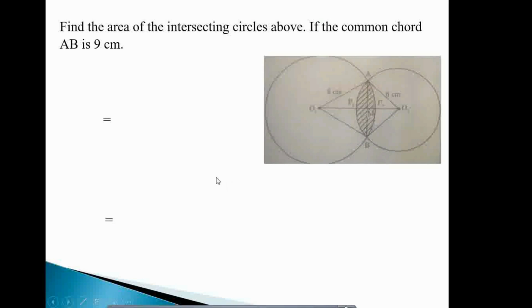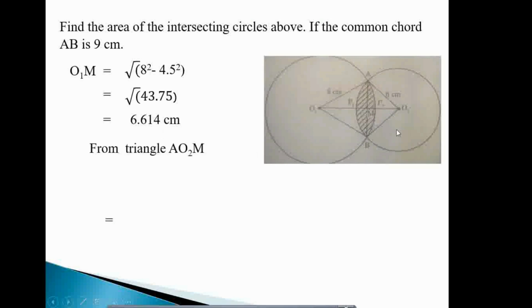Now if I want to find the area of the intersecting circle, I'll start by getting not the angle but the distance O1M, this distance here. I know that from here to here is 9, so half of 9 is 4.5, and the hypotenuse here is 8. So 8 squared minus 4.5 squared, I'll be able to get O1M. If you take the square root, you get O1M to be 6.614 centimeters.